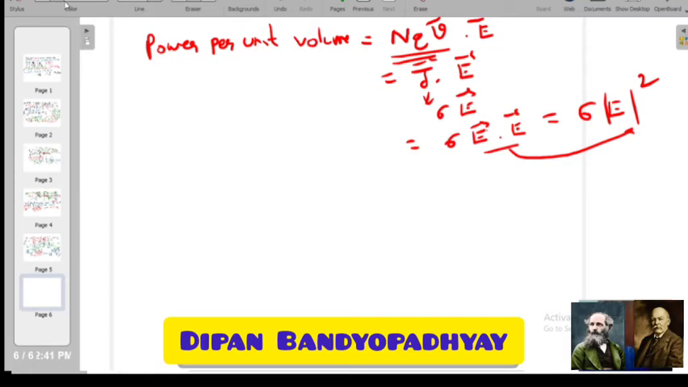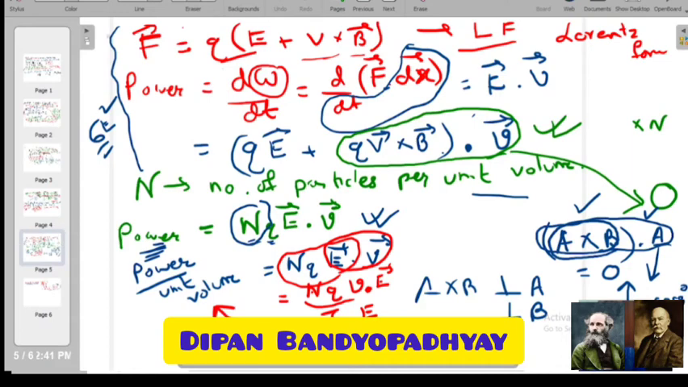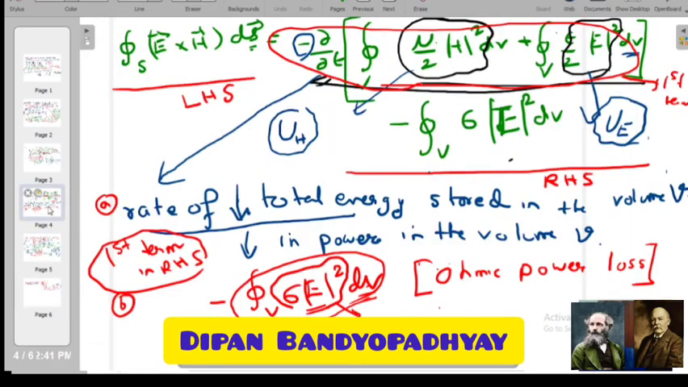So I want to focus on this sigma E squared. This term is nothing but power per unit volume. This is what I have derived in the last two pages. This is not required for examination purposes, but I have given just an idea of what this term is signifying.